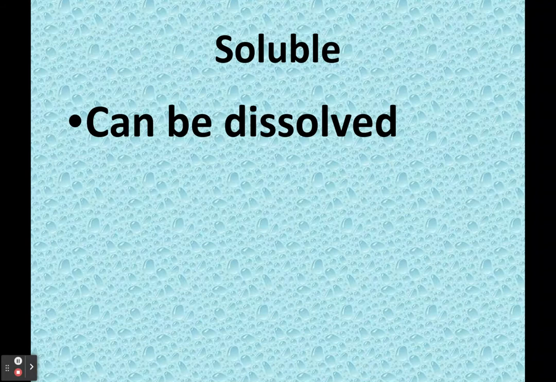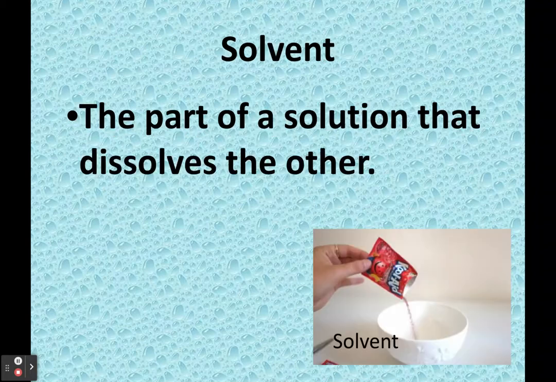If something's soluble, it can be dissolved in another substance. So sugar would be soluble in water. Oil would not be soluble in water. Here we have what's called a solvent. A solvent is a part of the solution, one of the substances that you're mixing together that actually dissolves the other. So if we're making Kool-Aid, the water is the solvent. And a lot of times you'll find that water is the solvent. It's going to be dissolving something else.